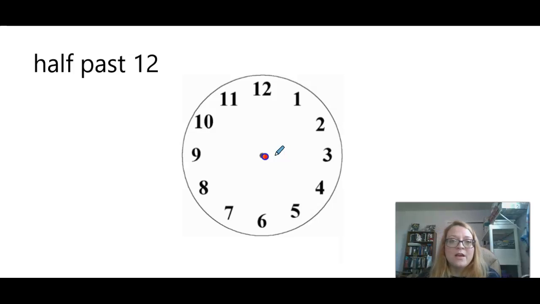The hour hand goes between what two numbers? 12 and 1, because we haven't gotten to 1 o'clock yet. So it can't point to the 1. And then our minute hand goes to what number? That's right, the 6. All right.